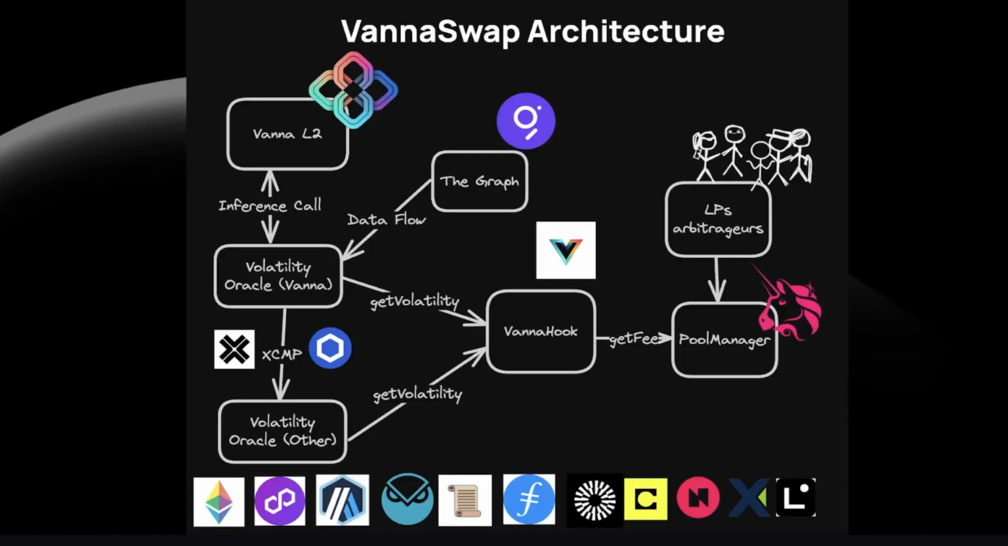So now let's dive into the structure and design of VannaSwap. The right-hand side is the pool manager where the liquidity providers and the traders interact. Thanks to the innovative Uniswap v4 technology, the trading fee that the LP collects can be dynamically decided by the hook contract by calling the getFee method. The hook contract decides its fee by receiving predictive volatility from the oracles.